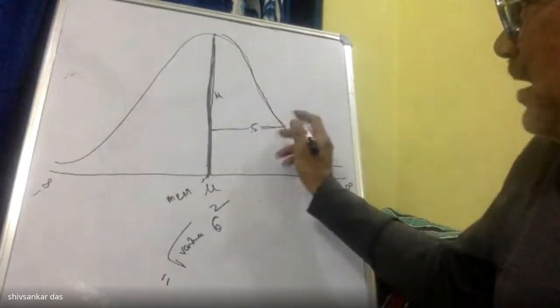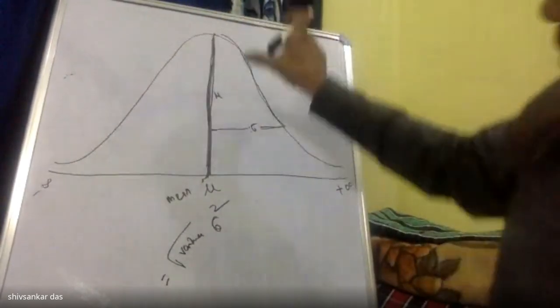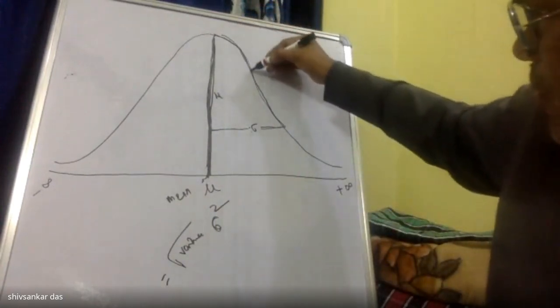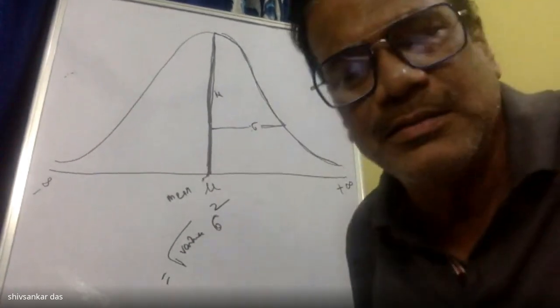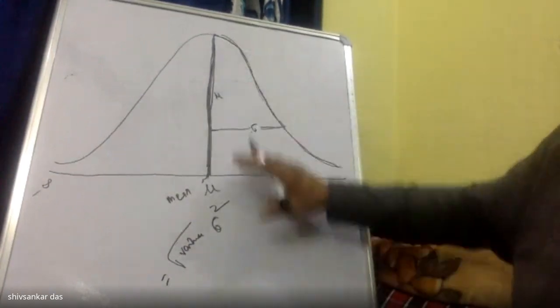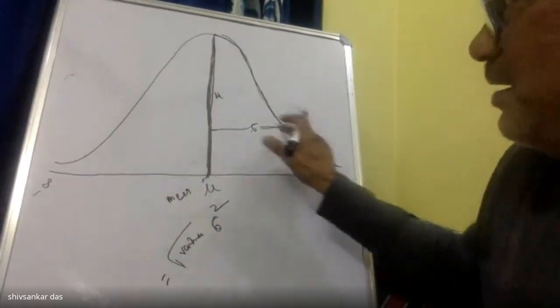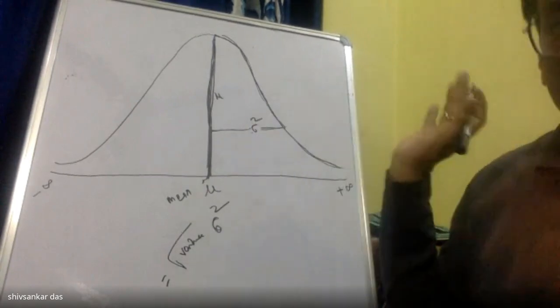Is it clear? Yes, sir. Standard deviation, this is the deviation. This is negative deviation. This is positive deviation. And the deviation is gradually down. This is being told as standard deviation, the average of the deviation. If we square it, that is called variance.